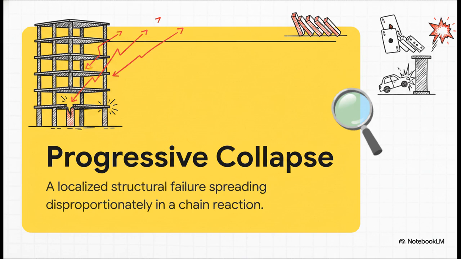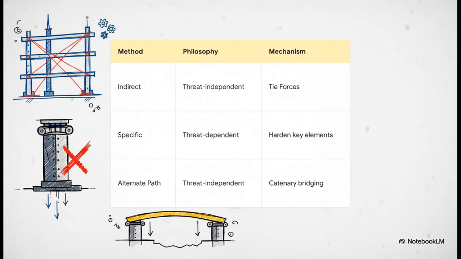We learned this the hard way with the tragic Ronan Point apartment collapse in 1968. A single gas explosion brought down an entire vertical tier of that building, proving once and for all that a localized failure simply cannot be allowed to doom the entire structure. Because of that, modern codes now use a multi-tiered defense strategy to guarantee structural robustness.